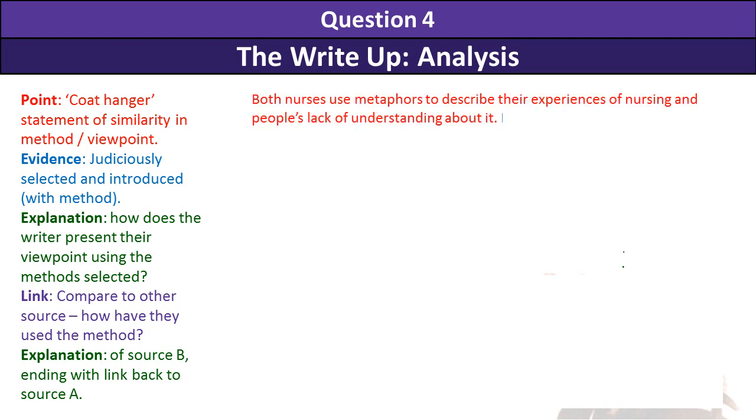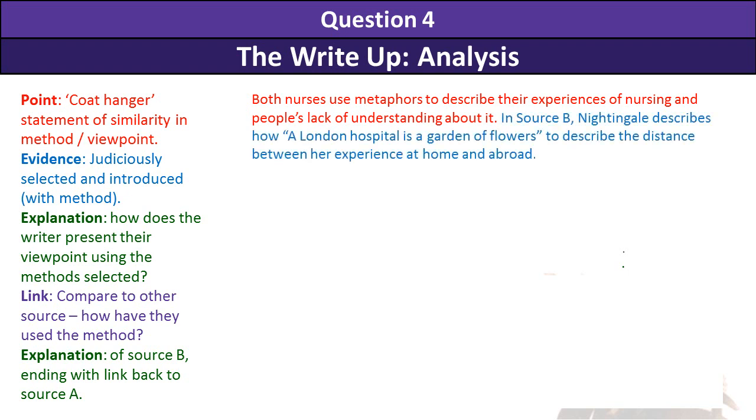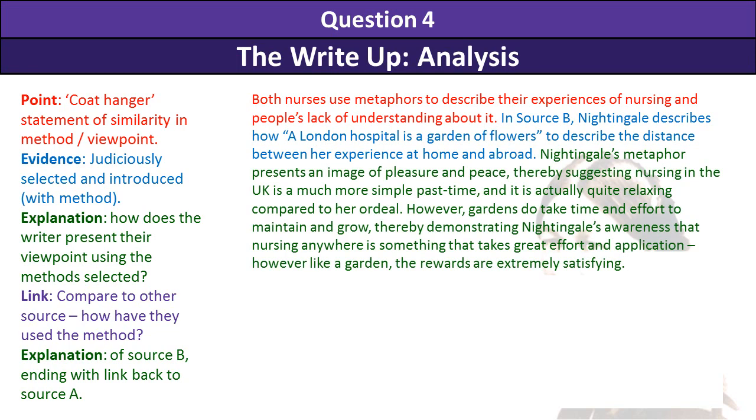So here's mine. Both nurses use metaphors to describe their experiences in nursing and people's lack of understanding about it. So I've established they both use the same technique, and I've established they are both using it for a similar purpose. I start off with source B because I think it's a richer quote and I want to get going with some high marks. So I start with source B. Nightingale uses a London hospital as a garden of flowers, and then I say why she's used it. Then I come on to my explanation.